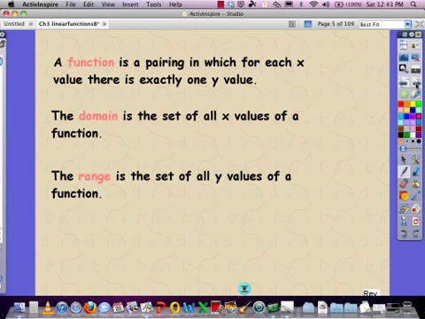You should have down that a function, we've been using this, is a pairing in which each x value is paired with exactly one y value. We learned something like you look at the x's. If they repeat, make sure they repeat with the same number. If they don't repeat, you're good to go no matter what the y's are. Then we should also have a working knowledge of domain as a set of all x values of the function. Range is your set of y values.